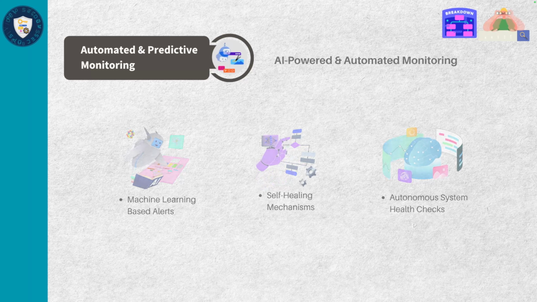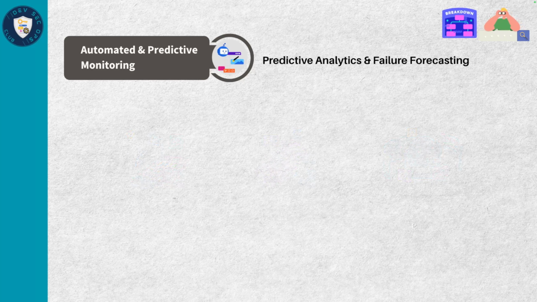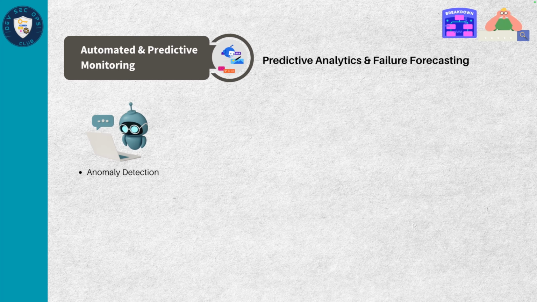Next, we have predictive analytics and failure forecasting, leveraging historic data and trend analysis to anticipate future risks. First in this is anomaly detection, which identifies unusual system behavior before it leads to a failure, and which is based on AI.